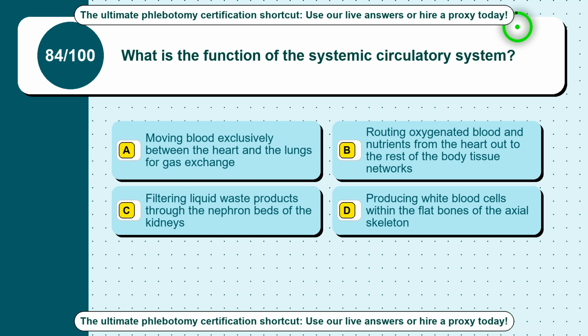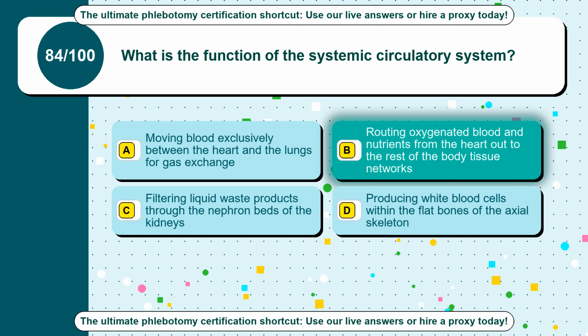Question 84. What is the function of the systemic circulatory system? Option A. Moving blood exclusively between the heart and the lungs for gas exchange. Option B. Routing oxygenated blood and nutrients from the heart out to the rest of the body tissue networks. Option C. Filtering liquid waste products through the nephron beds of the kidneys. Option D. Producing white blood cells within the flat bones of the axial skeleton.